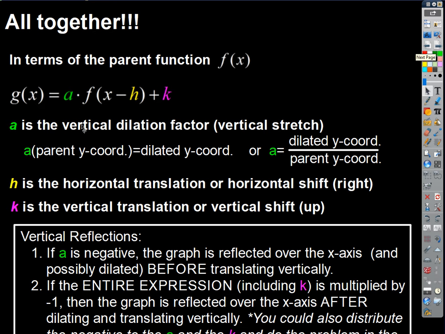A is the vertical dilation factor, so we'll deal with that. And then h and k are pretty simple, right? That's just the translation. They're just going to tell us where that special point or the vertex gets dragged to. A, remember, is the vertical dilation factor. So by definition, if I multiply A times the parent y-coordinate, it's going to give us the dilated y-coordinate. Or another way of thinking about that is A is always equal to the ratio of any dilated y-coordinate divided by the corresponding parent y-coordinate, okay?